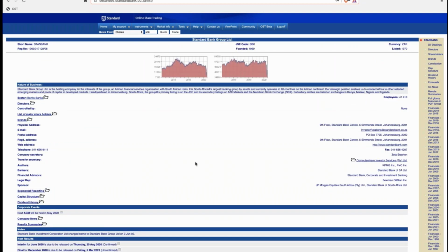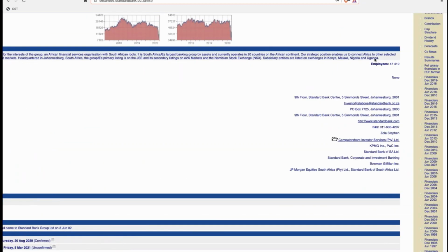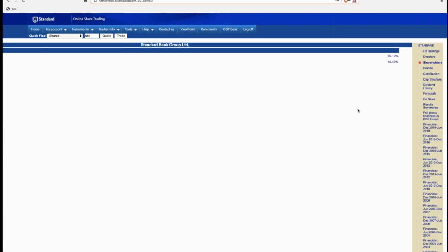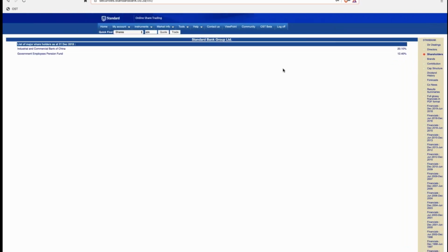What we have on the right-hand side here is, again, directors' dealings, directors, and those we have found elsewhere. We've also then got a list of major shareholders. Two big shareholders are the Chinese, and there it is, Industrial and Commercial Bank of China, ICBC, and then the Government Employees Pension Fund, the two significant. They're going to show you holders over 5%.